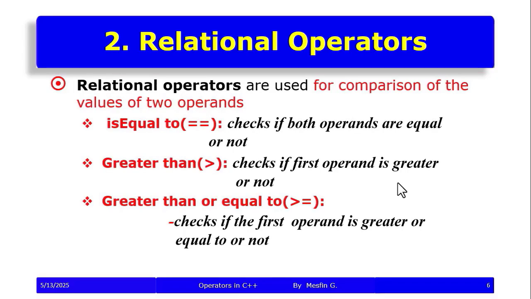Relational operators are used for comparison of the values of two operands. Is equal to checks if both operands are equal or not. Greater than checks if the first operand is greater or not. If the first operand is greater, then it returns a value 1, else it returns a value 0. Greater than or equal to checks if the first operand is greater than or equal to the second or not. If so, it returns a value 1, else it returns a value 0.